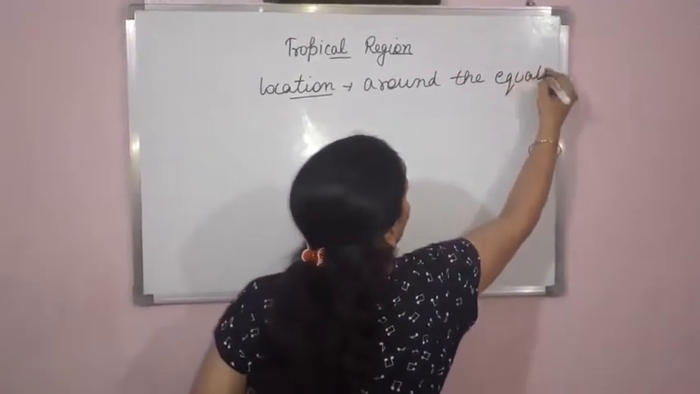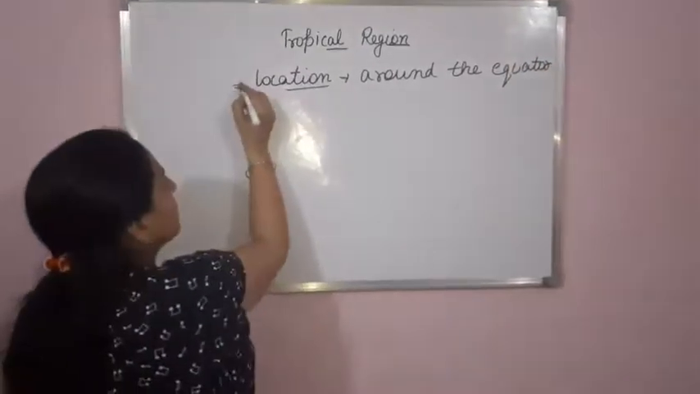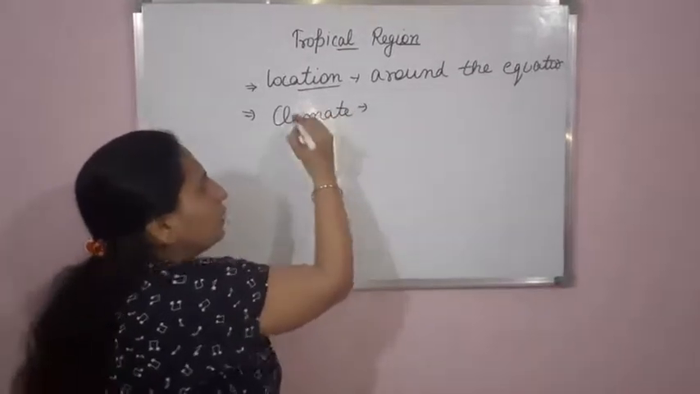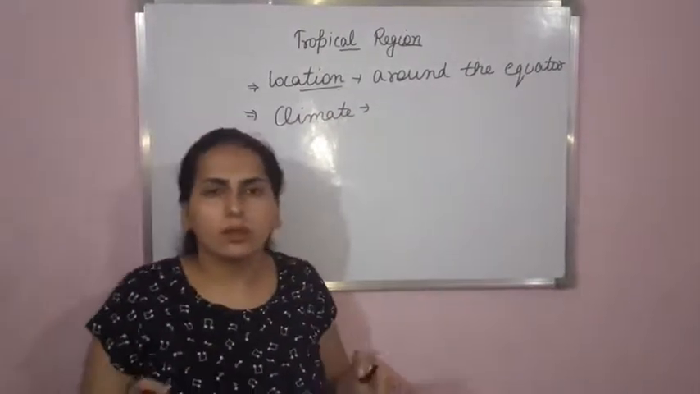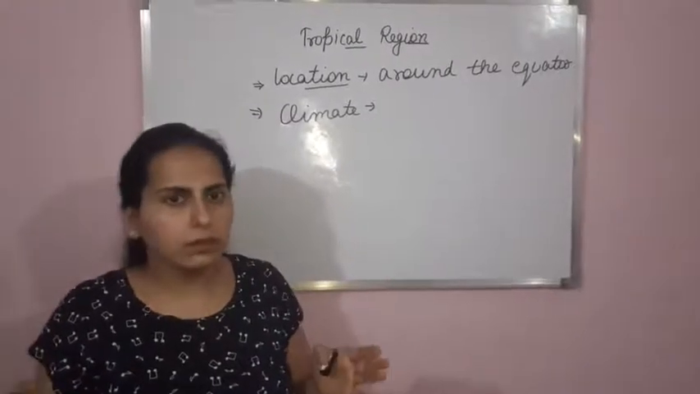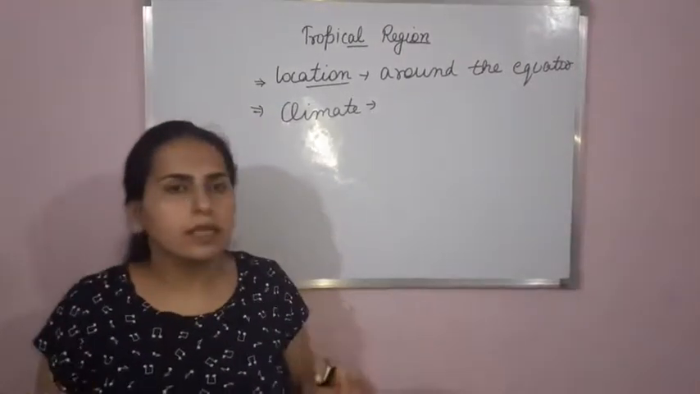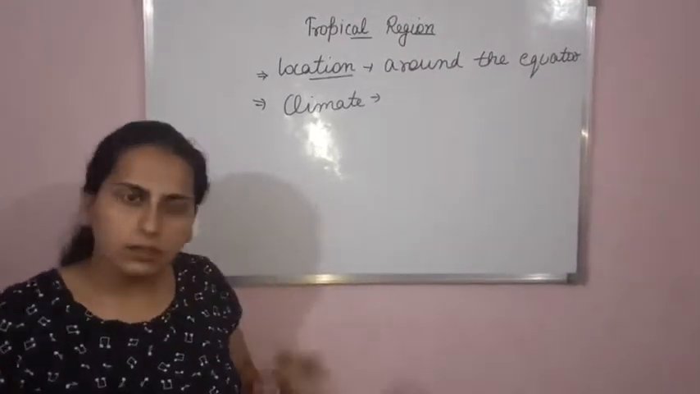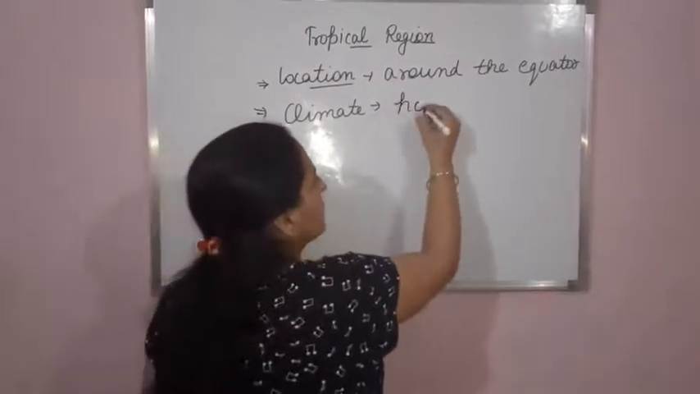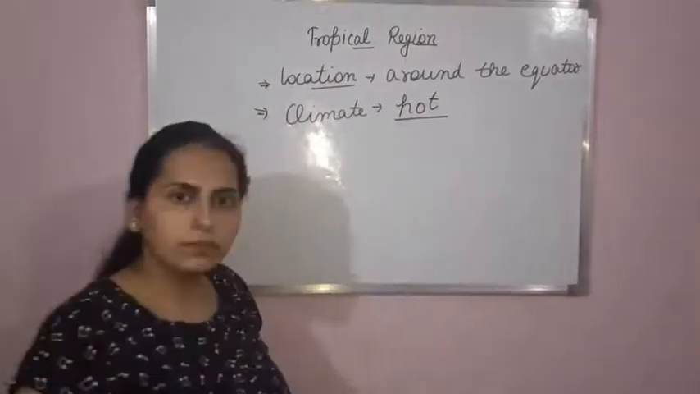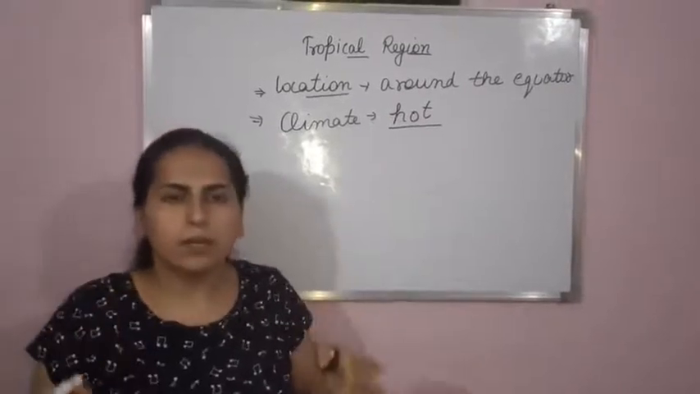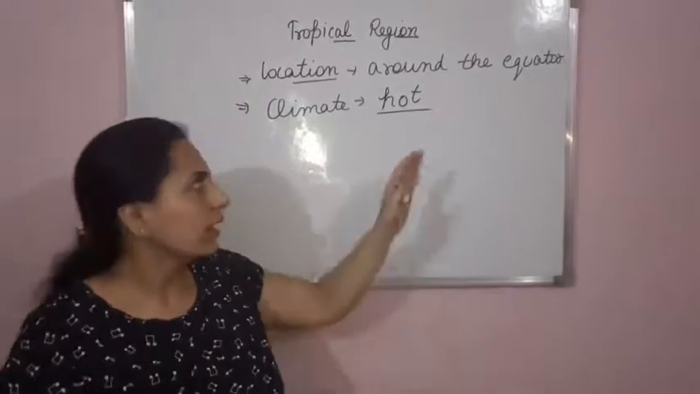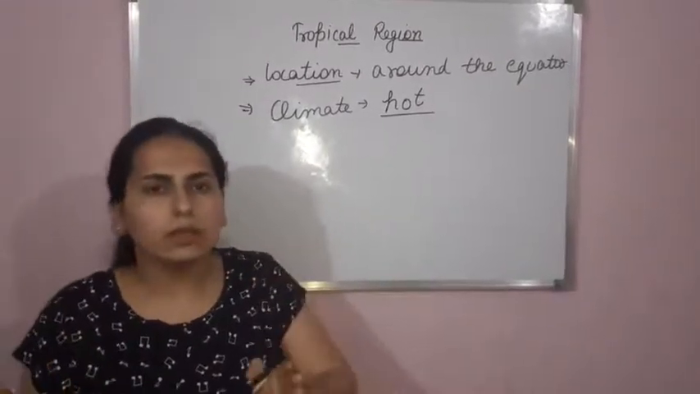Now, second point, climate. As I told you, these regions are located near the equator, right? So the climate is hot, clear? So the climate of tropical region is hot. Am I clear? So, location: tropical regions are located near the equator and they are having hot climate.